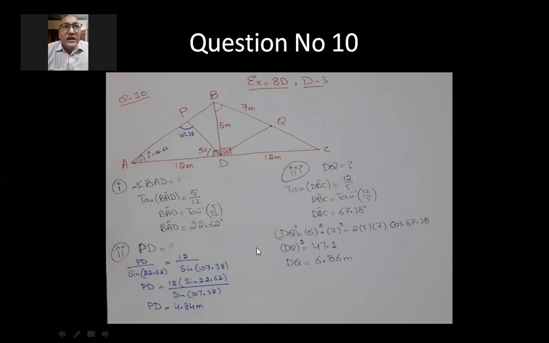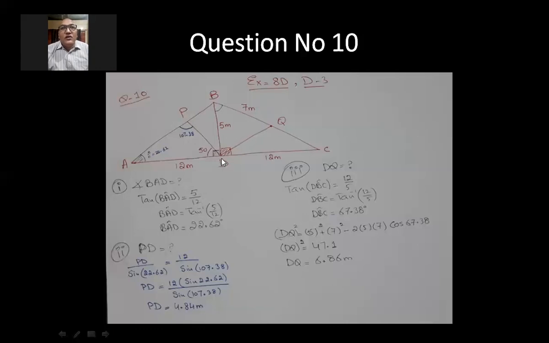Now, the third part is find the DQ side. If you pay attention, you will know that this big triangle BDC is a right angle triangle. It is given that this angle is 90. This side is 12 meters. This side is 5 meters. Only this portion is 7 meters, so we're not using this one. First of all, I have to find out this angle.